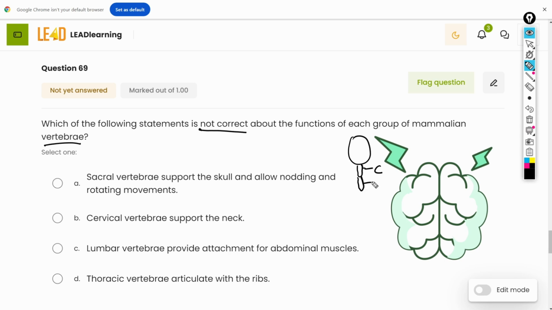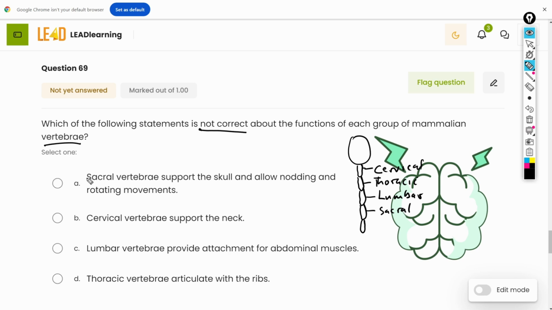After the cervical vertebra is the thoracic. The thoracic vertebra is the point of attachment to the ribs at the back, while to the front the ribs attach to the breastbone or the sternum. Then we have the lumbar vertebra. The lumbar vertebra provides a surface for the articulation of the abdominal muscles. Then we have the sacral vertebra. The sacral vertebra connects to and supports the pelvis. And then we have the caudal vertebra, which does not attach to anything.